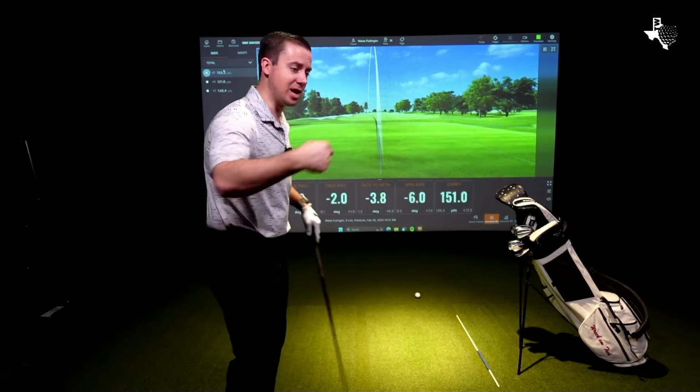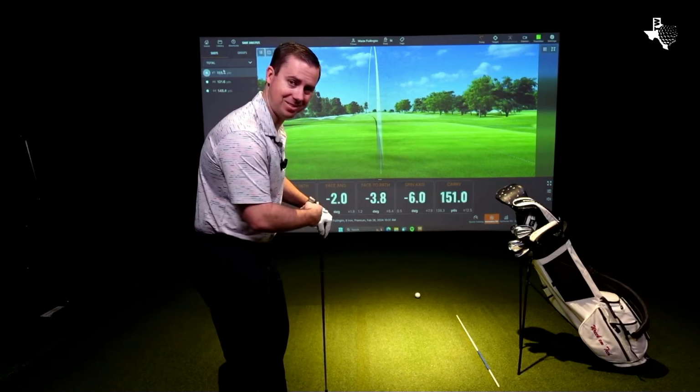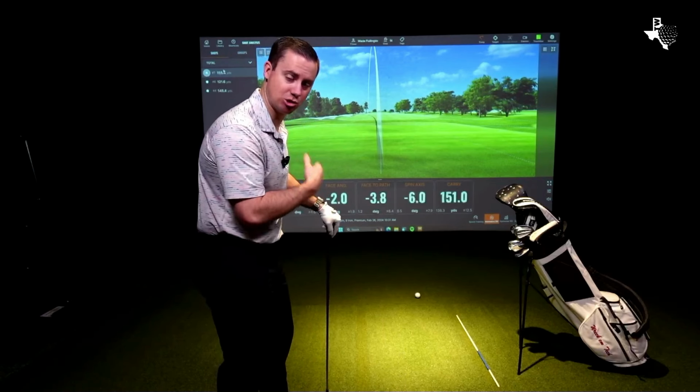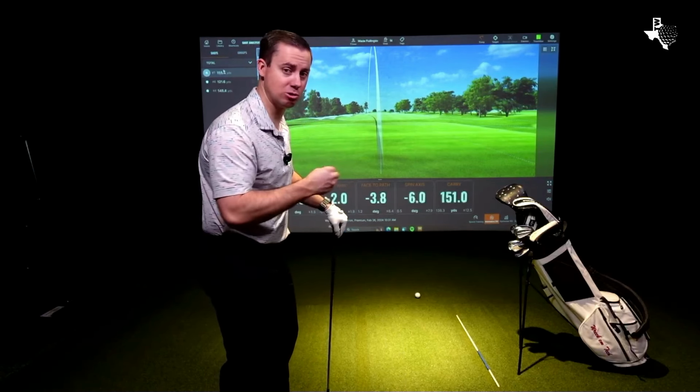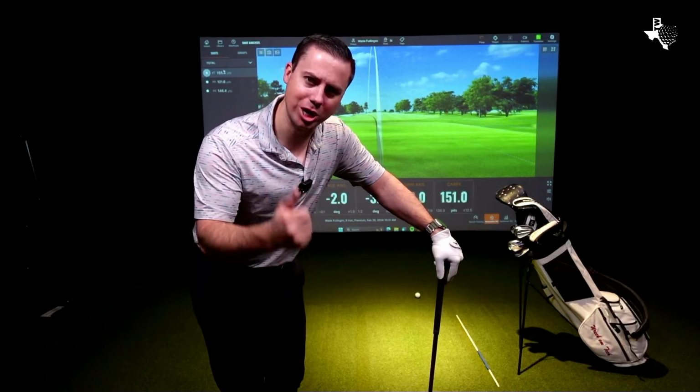Vice versa, if you had a -2 face and a -2 path, the ball would start left and it would stay left straight. Because the face to path, there's no separation, the ball's gonna fly dead straight. Now, this is all assuming center contact.